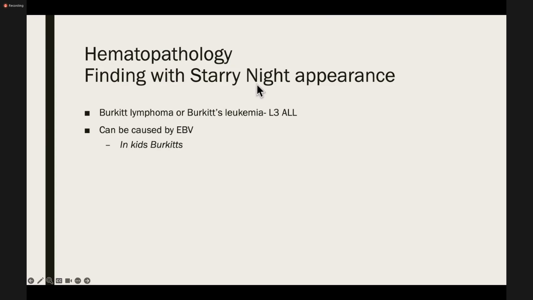So there's something called the starry sky appearance. You see that in Burkitt lymphoma. Okay.